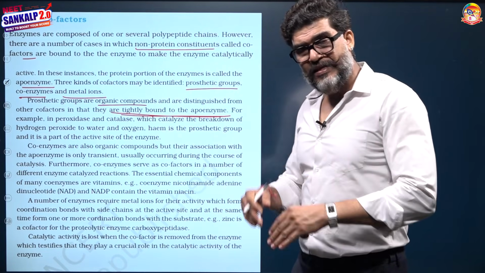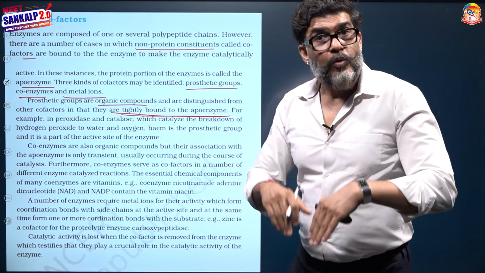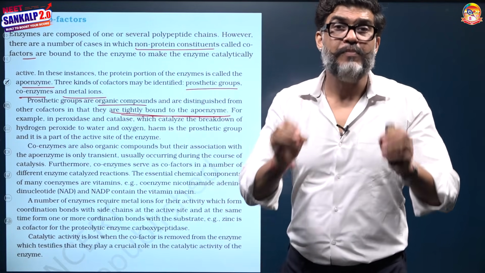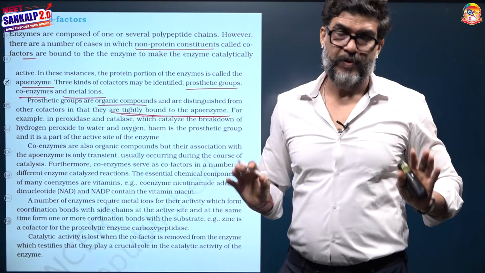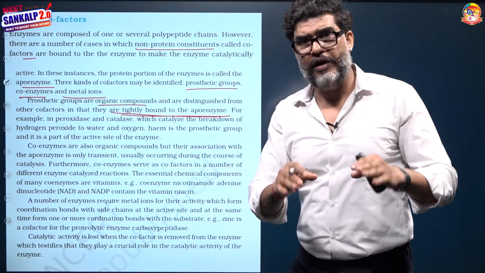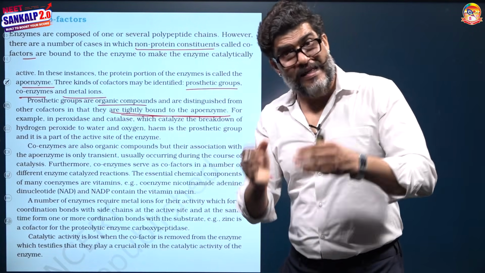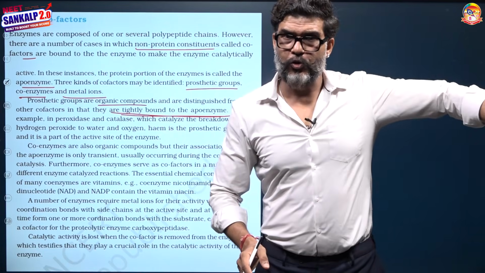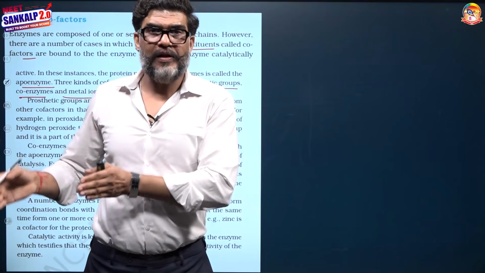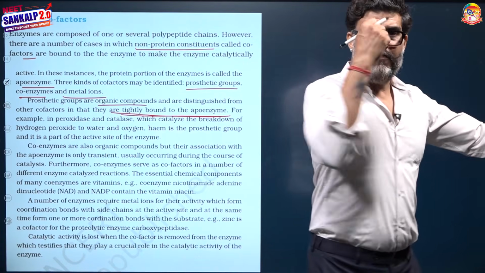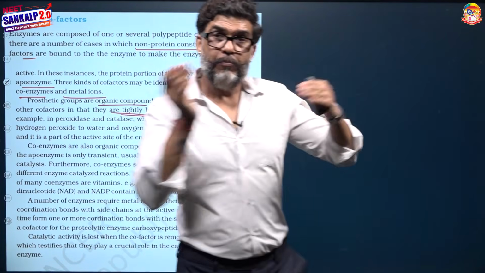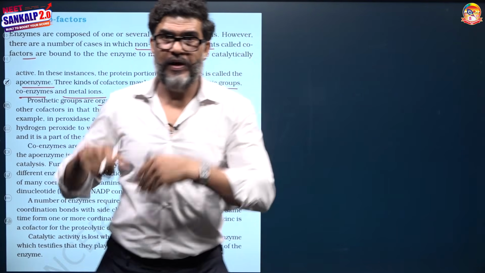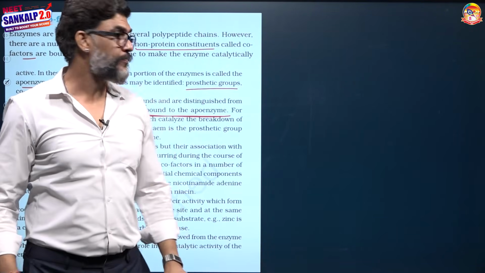Metal ions are inorganic, coenzymes are organic, both attach with the apoenzyme in a loose manner. Prosthetic groups are mostly organic, but may also be inorganic. But their binding with the apoenzyme is tight and firm. So prosthetic group on one side, coenzyme and metal ion on the other side. Binding firm, binding loose, may be organic, may be inorganic. Coenzymes are always organic, metal ions are always inorganic.